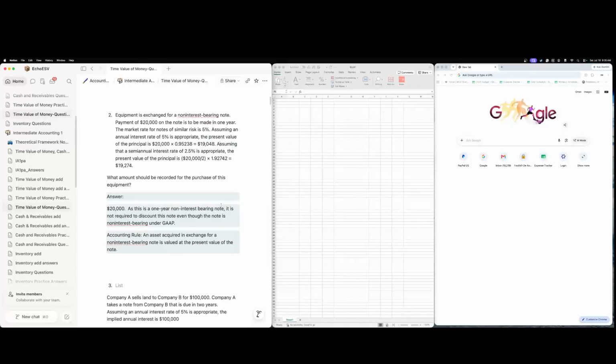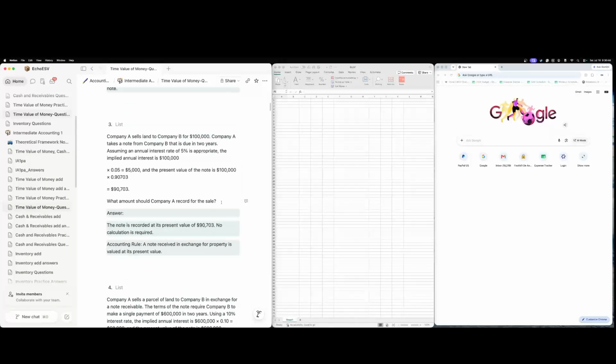Equipment is exchanged for a non-interest bearing note. This note is going to be collected in 1 year at 20,000. So because of that, regardless of what the present value is, it's going to be recorded at the future value of 20,000. Company A sells land to Company B.